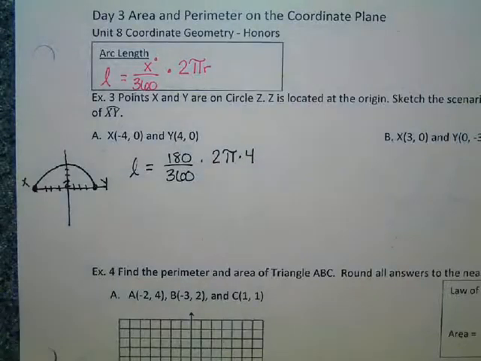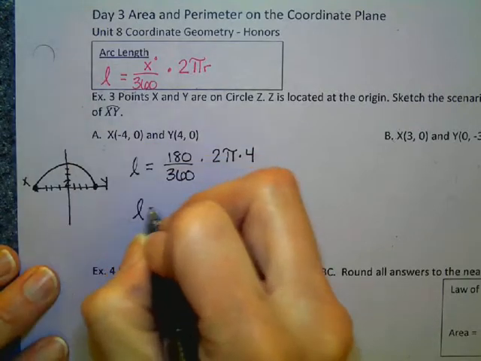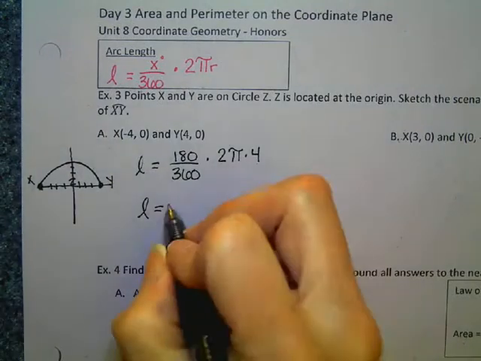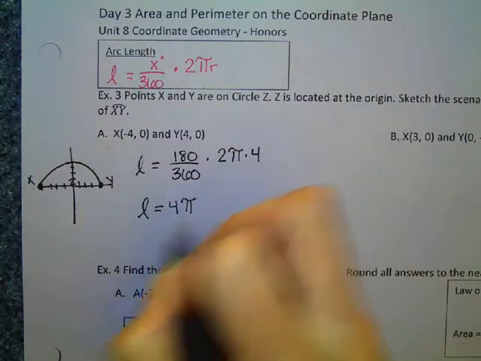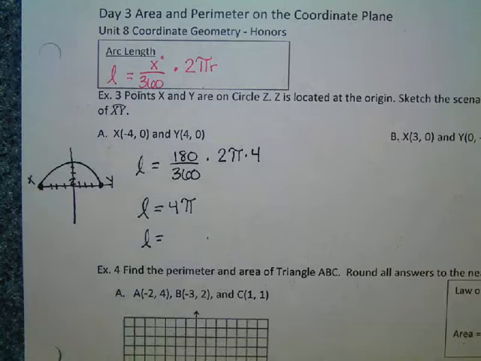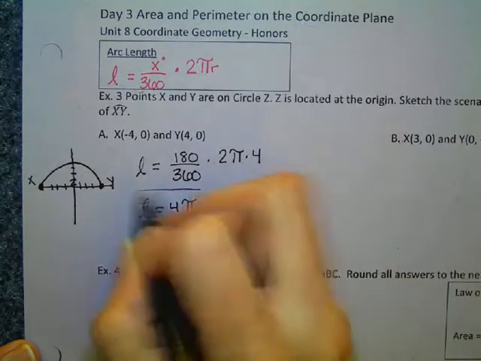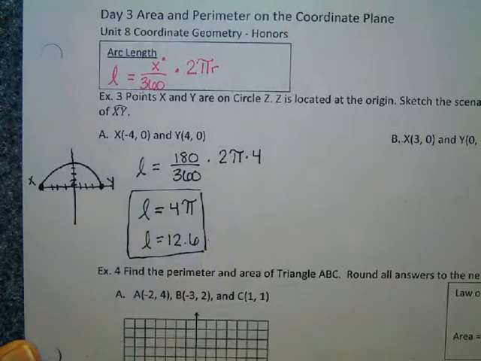And we're going to write, I think I'll do it both ways because I'm not sure right at the moment how it's asked on the test. If it asks you to leave it in terms of pi, then this answer comes out to 4 pi. If it asks you to round to the nearest tenth, 4 pi would be about 12.56, so we'll say about 12.6.